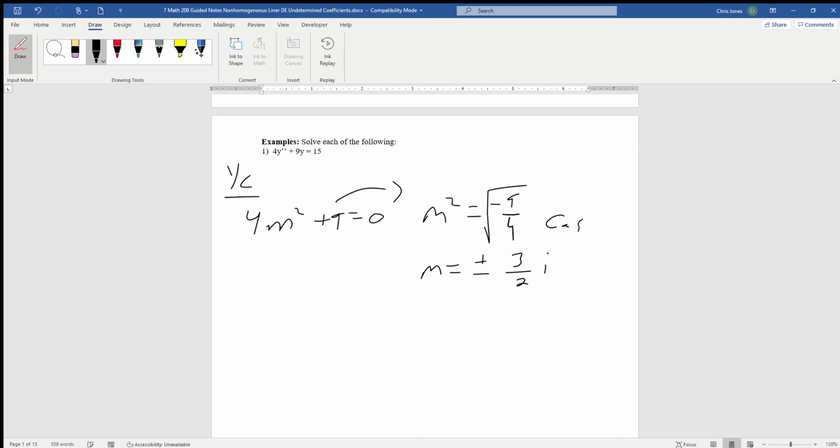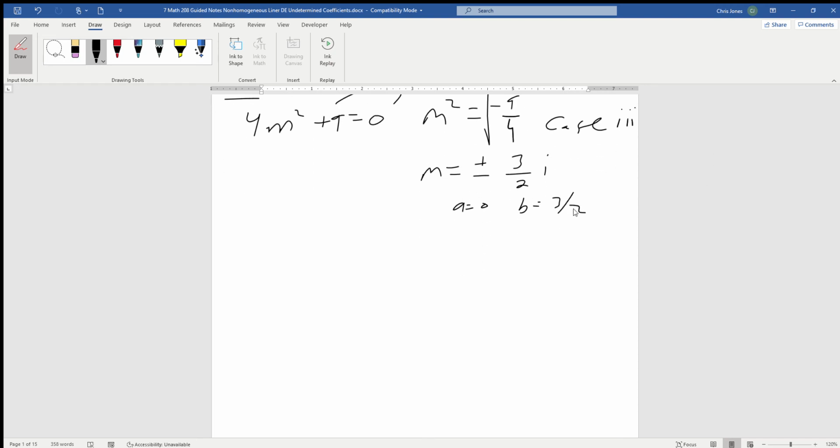And so what we have is a case 3, where a is equal to 0 and b is equal to 3/2. And so we can say that the complementary solution, yc, is going to be equal to e to the 0x times c sub 1 cos of 3/2 x plus c sub 2 sine of 3/2 x. And this is old stuff. We already know how to do this.